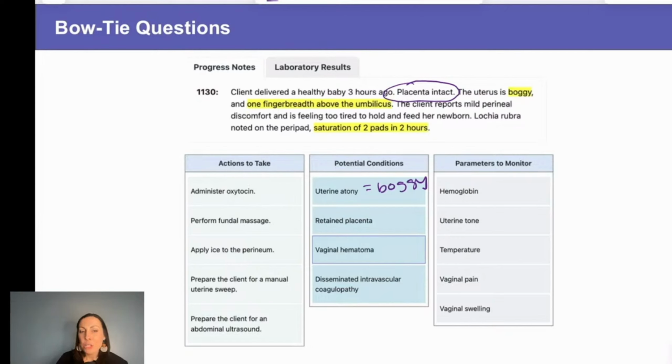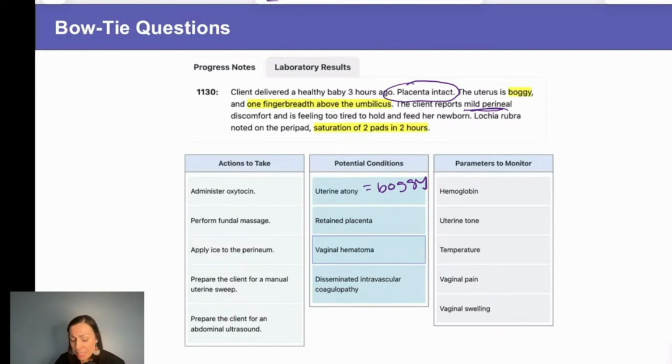So what would a hematoma look like? We would see swelling, an edematous area, bleeding into the tissue, right? We wouldn't necessarily see heavy vaginal bleeding because that bleeding is collected within the tissue. The other thing is that this client only has mild perineal pain, and a big tip with a vaginal hematoma or any hematoma is that they have pain that's unrelieved with pain medication, and it's definitely not mild. So I don't think that it's a vaginal hematoma.